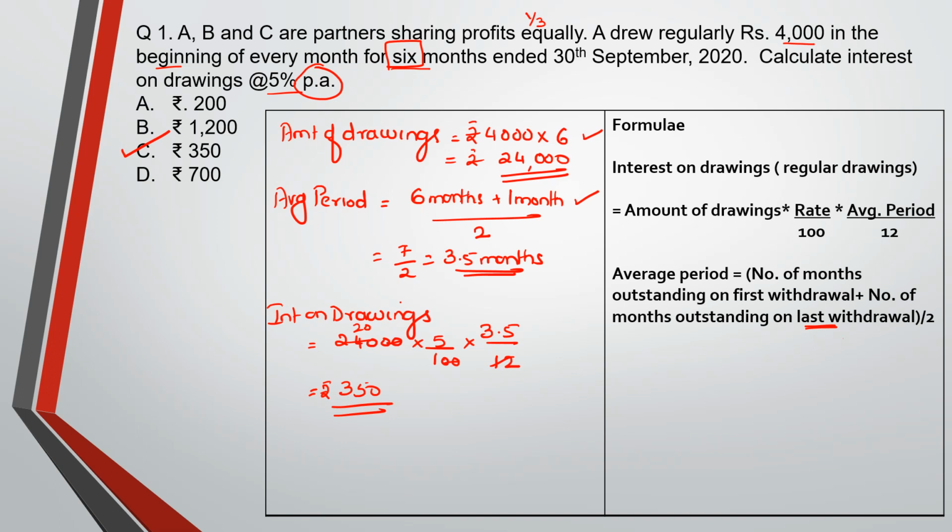And further, one more important point: check whether the drawings is out of profit or drawings is out of capital. In case the drawings is out of capital, please do not compute interest on drawings. Interest on drawings cannot be charged on the drawings out of capital. It would affect the calculation of interest on capital. Only on the drawings out of profit can interest on drawings be charged.